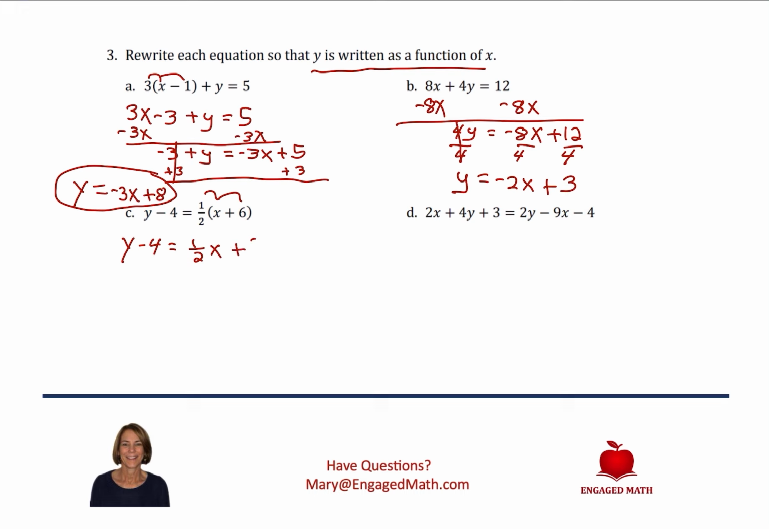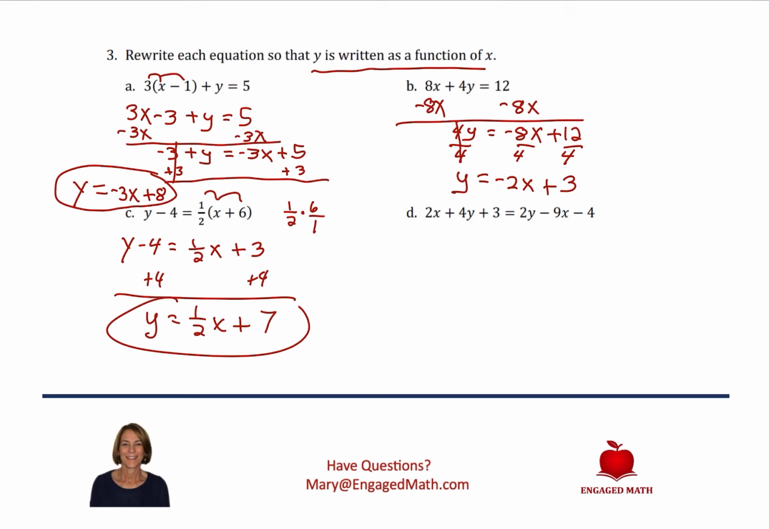So it's 1/2 x. Want to make sure that there's no hesitation with 1/2 times 6 is 3. That's sometimes troubling for students, but you have to know that when you multiply 1/2 times 6, it means times 6 over 1, and we multiply right across to get 6 over 2, or 3. All right, one last step. We're going to add 4 to both sides. And just like that, we have written y as a function of x. Y equals 1/2 x plus 7.